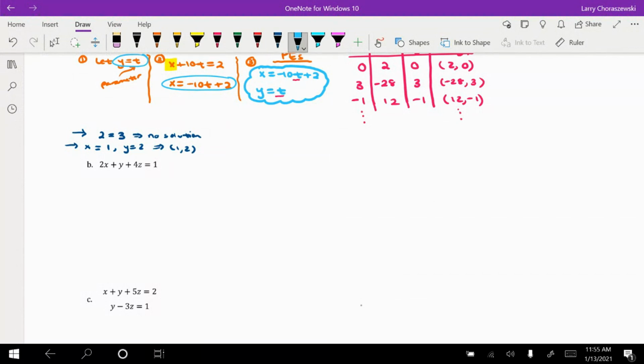Going from left to right, x would be our leading variable, y would be our free variable, and so would z. Z would be a free variable as well. So in this instance, how many parameters do you think we're going to have to define? 2, yep.